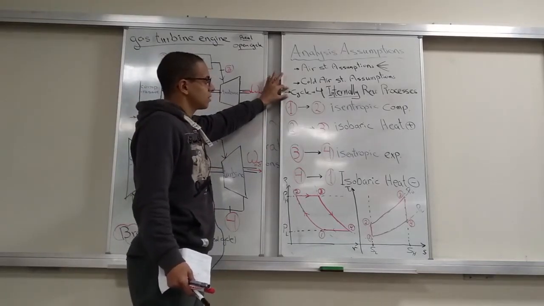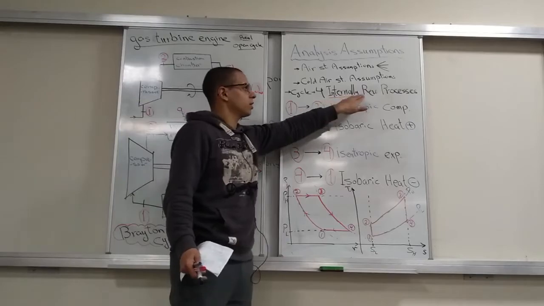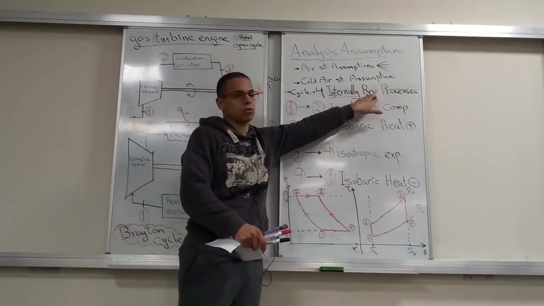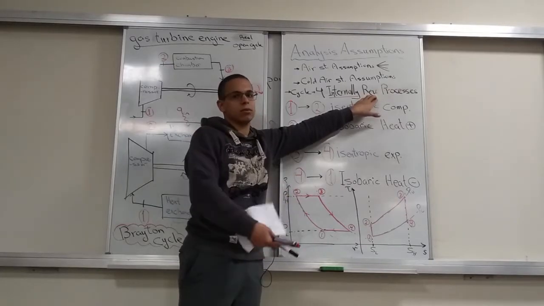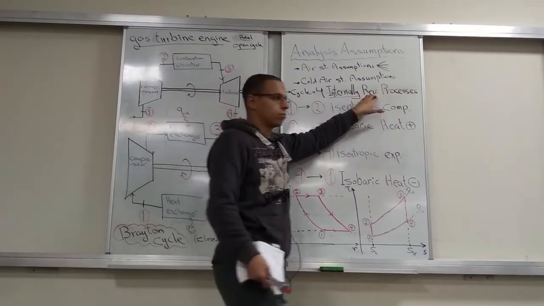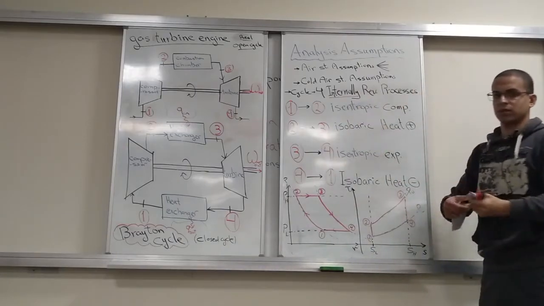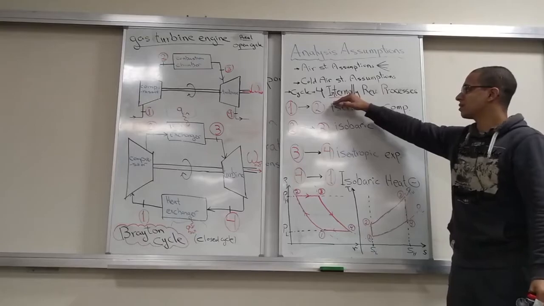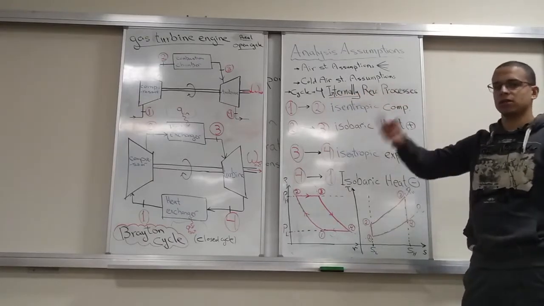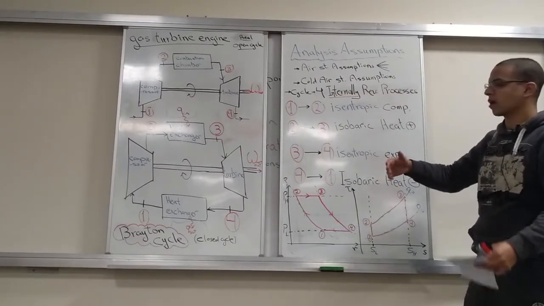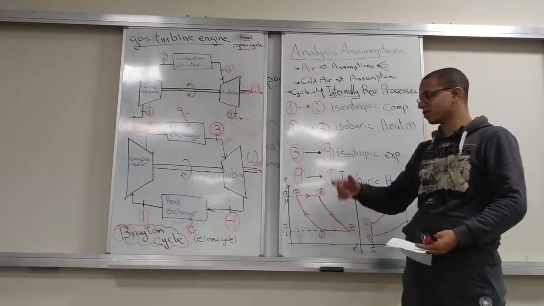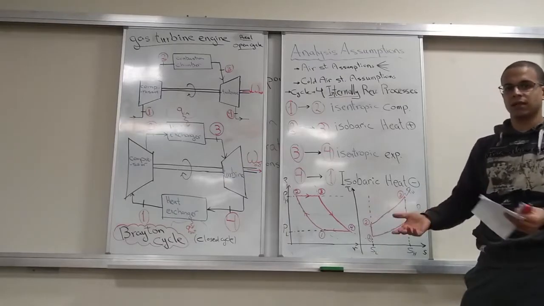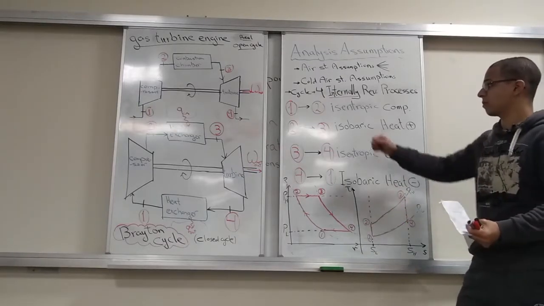Another assumption is that the cycle is composed of 4 internally reversible processes. We know that any reversible process is very hard or impractical to implement in nature, because nature is by nature irreversible. So we assume it is internally reversible just to simplify the analysis. And later on, in other advanced courses, these assumptions are all going to be relaxed in order to see the actual impact of the application.